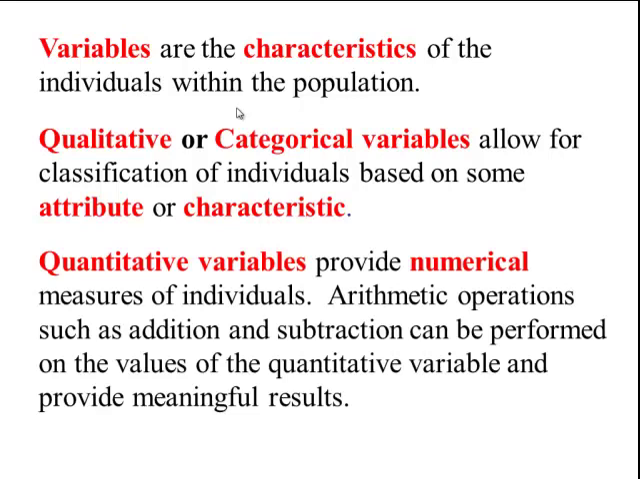Quantitative variables provide a numerical measure of an individual. So these are numbers. Operations such as addition and subtraction can be performed on these quantitative variables in a way where they would provide meaningful results. For example, height and weight are quantitative variables. The distance that you live away from Cincinnati State is also a quantitative variable. All quantitative variables are numbers, but not all numbers are quantitative. For example, Social Security numbers are not quantitative.